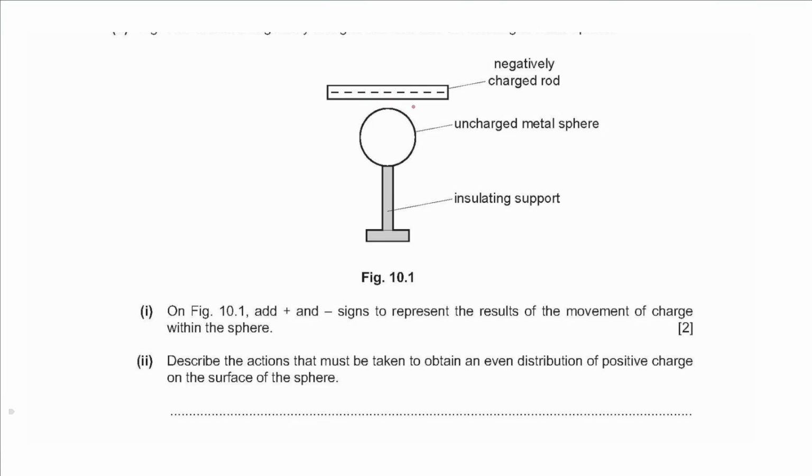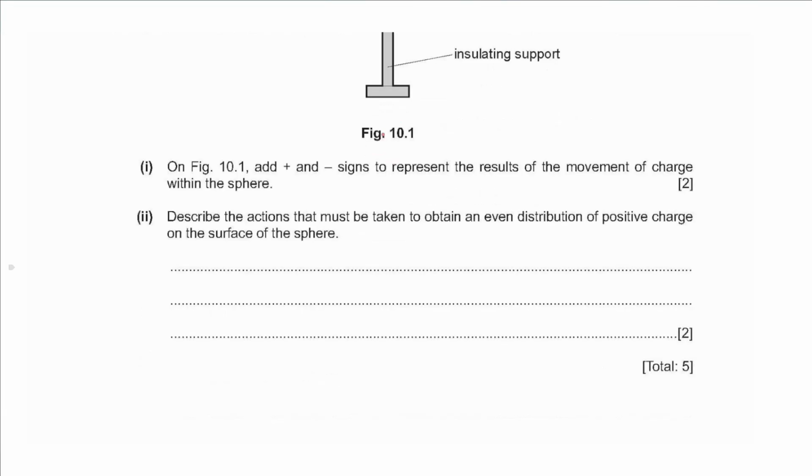So the negative charge in the rod repels the free electrons downwards and leaves the upper side of the sphere positively charged with protons without their neutralizing electrons. But we must make sure that the number of negative signs drawn is equal to the number of positive signs drawn. Part ii says describe the actions that must be taken to attain an even distribution of positive charge on the surface of the sphere.